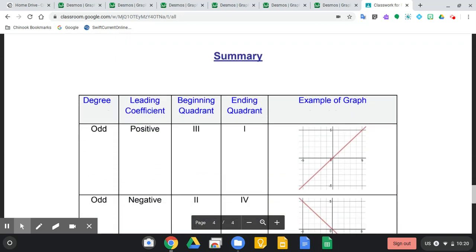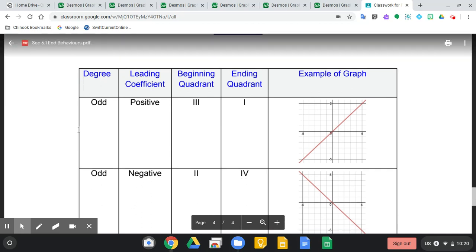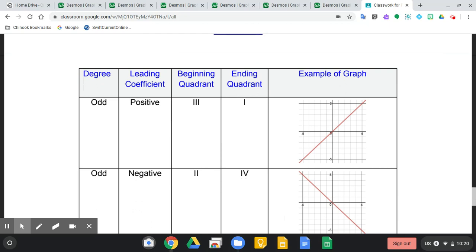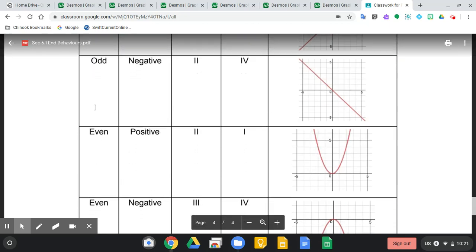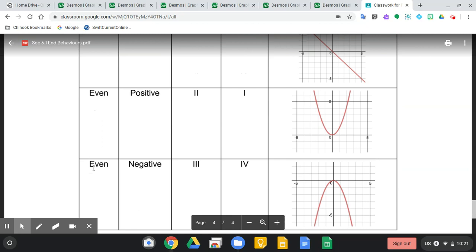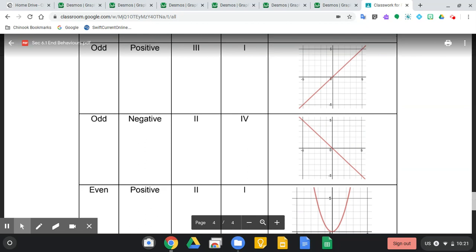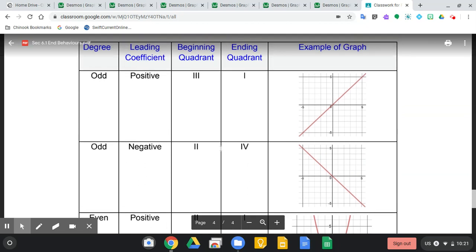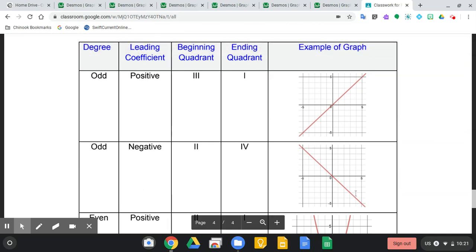Here we are in the summary chart. When we talk about polynomial functions, we always look at the degree and we classify it either as an odd degree or an even degree. Now, if we go back and look at lines, what determined whether our line was moving in an upward direction or a downward direction was our slope.